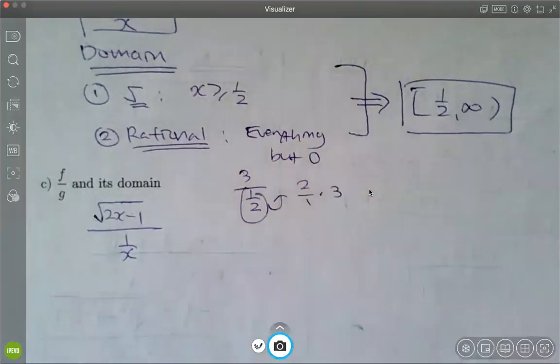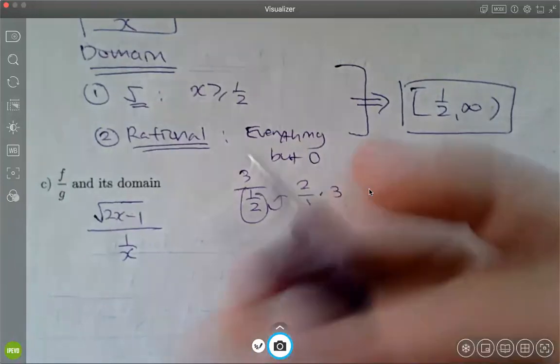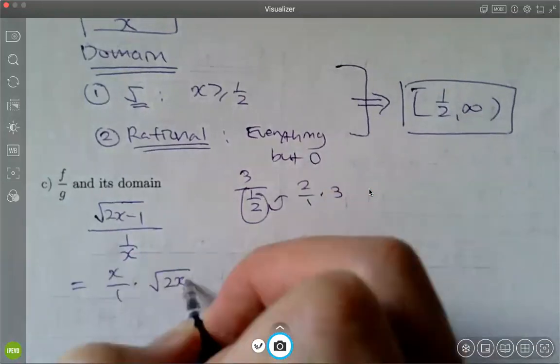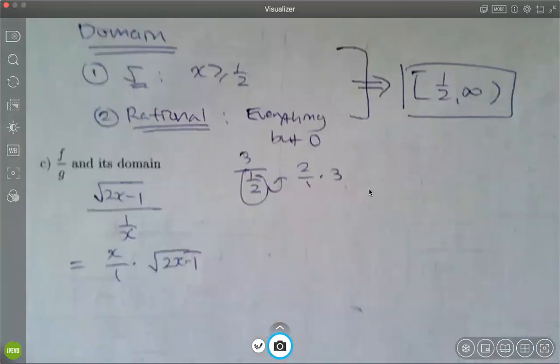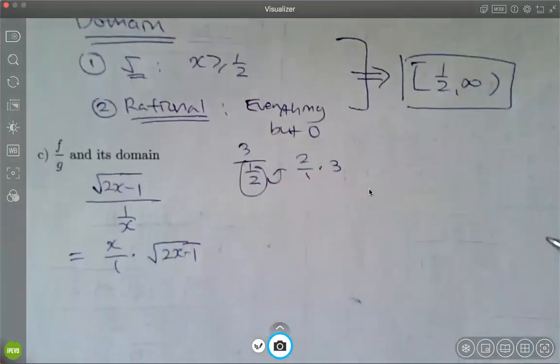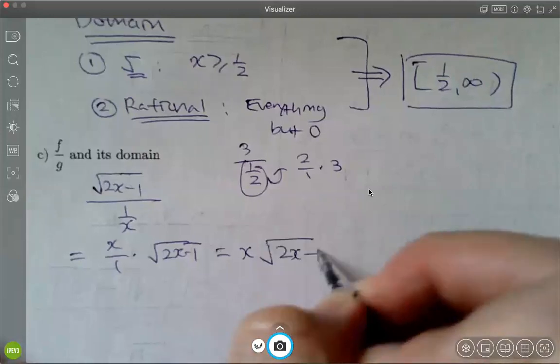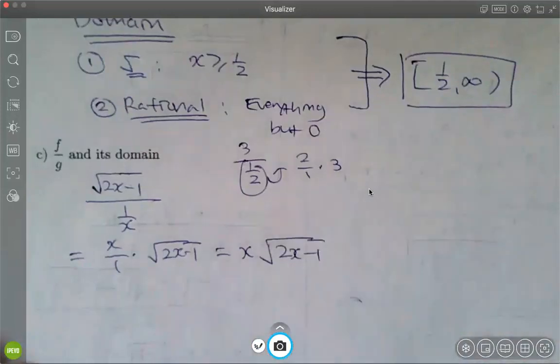Okay? So what does that mean here? It's x over 1 times the top, right? And what is x over 1? Just x, right? Okay? So it's x times square root of 2x minus 1.